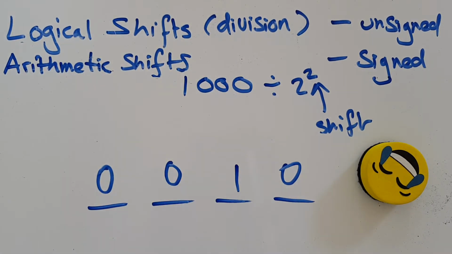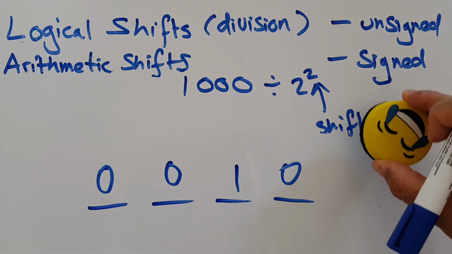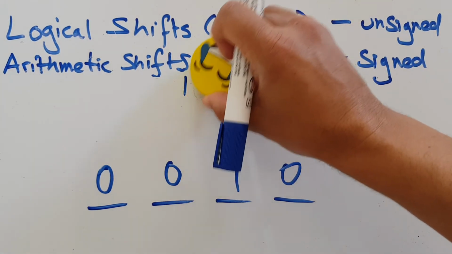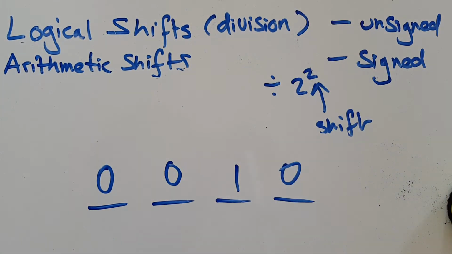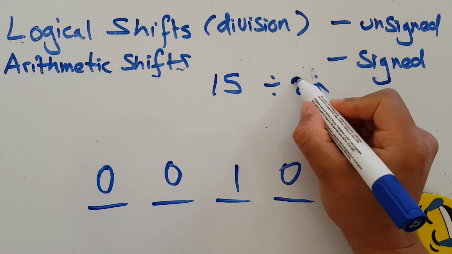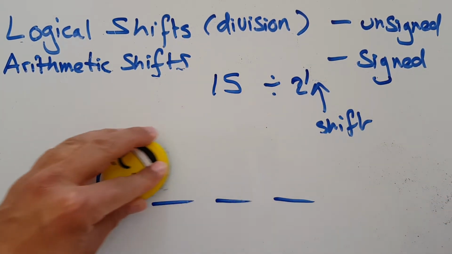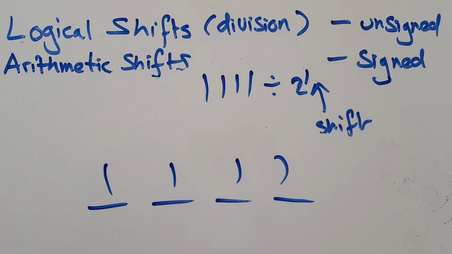There's a couple of rules here now. Let's say I want to do 8 divided by, well, let's make it more interesting. Let's go with 15. 15 divided by 2, which is 2 to the 1. And I should really write out the binary. There we go. So 15 divided by 2.